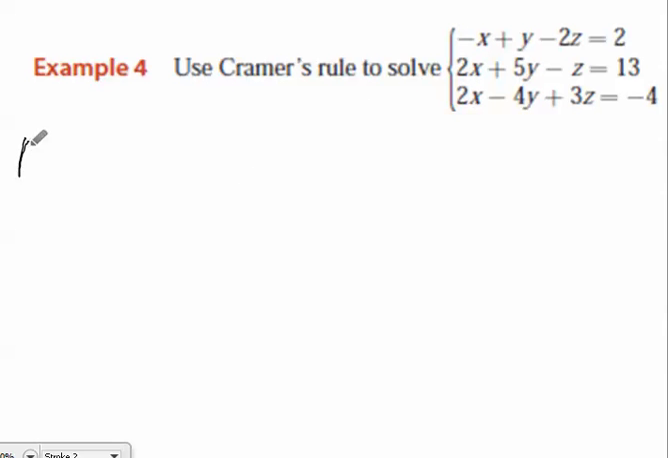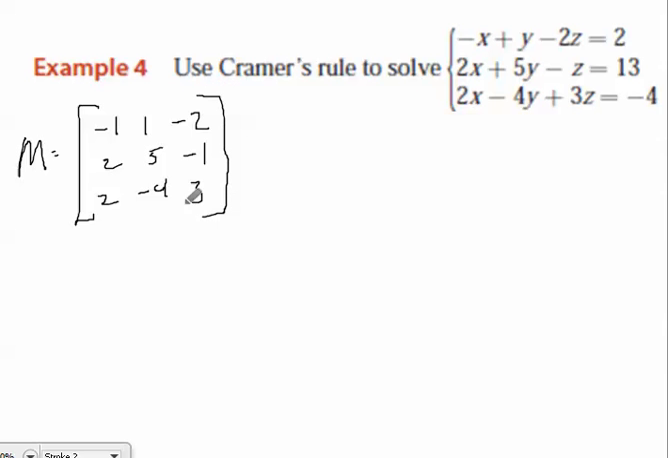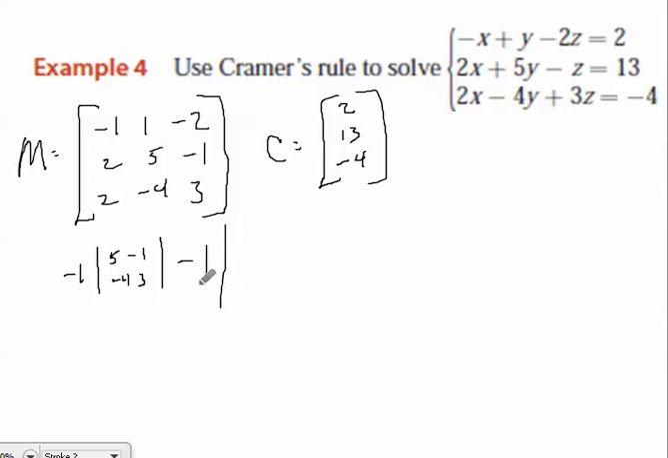Let's set this up. So my matrix is going to be negative 1, 1, and negative 2, 2, 5, and negative 1, 2, negative 4, and 3. And my constant matrix here is going to be 2, 13, and negative 4. Okay? And so if we try to go through and find the determinant of this to begin with, negative 1 times the determinant of 5, negative 1, negative 4, 3, minus 1 times the determinant of 2, 2, negative 1, 3, and then minus 2 times the determinant of 2, 5, 2, negative 4.